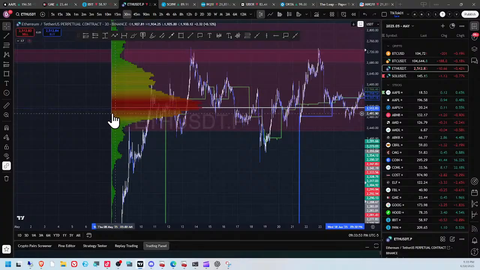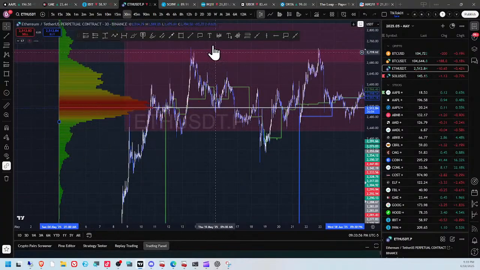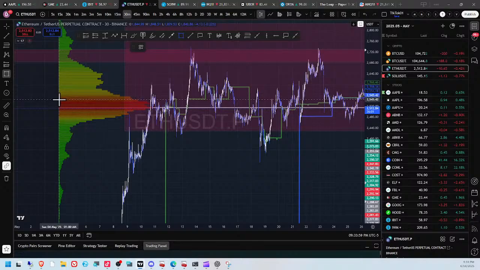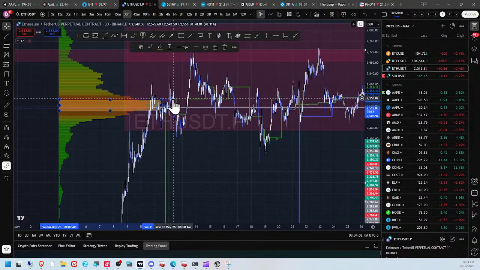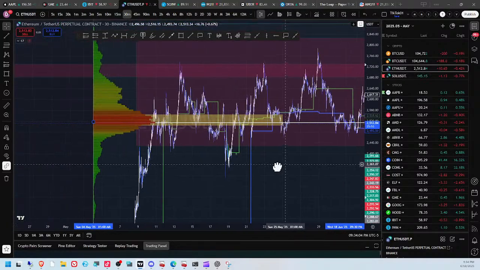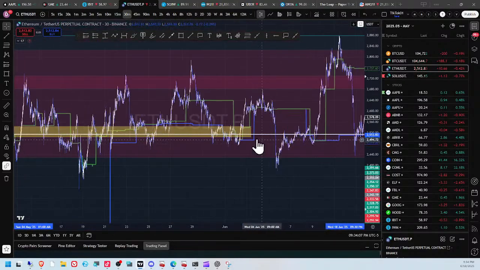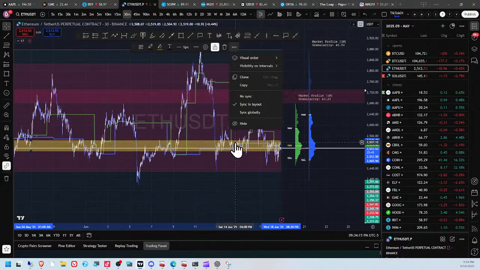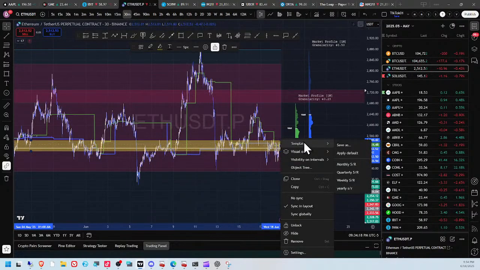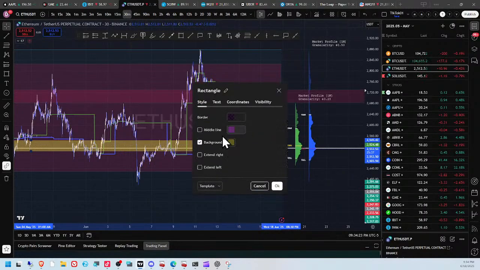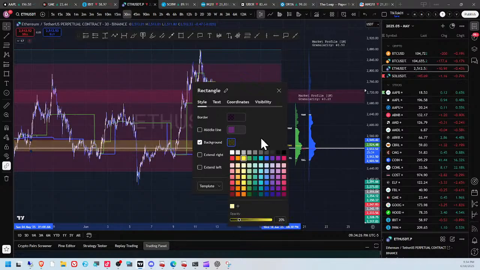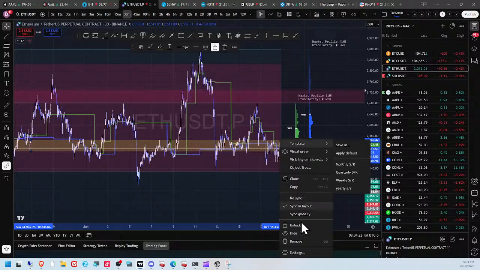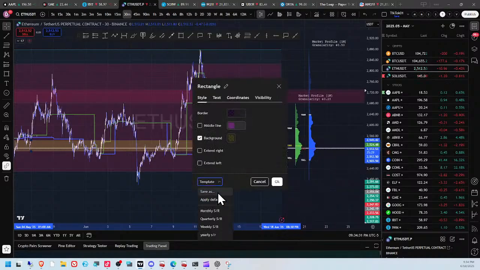So if we make a drawing here, something like this section here is what I would say is the point of control area. And if we extend that, lock it, don't I have a template for this? Probably not. Template, nope. So style, I really need to make templates. I should make one right now. Settings, save as.